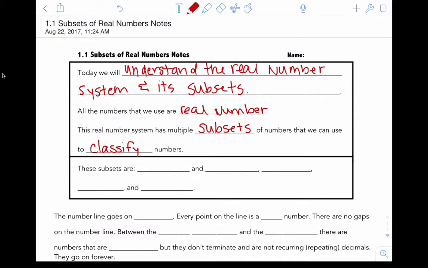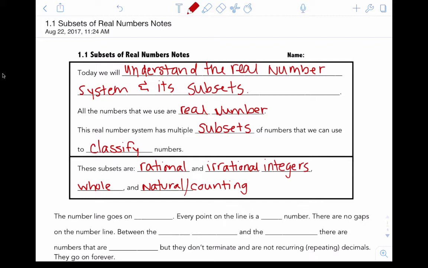So these subsets are rational and irrational, we have integers, we have whole numbers, and we have natural or counting numbers. This last one has two different names. So we can call it natural numbers, or we can call them counting numbers.